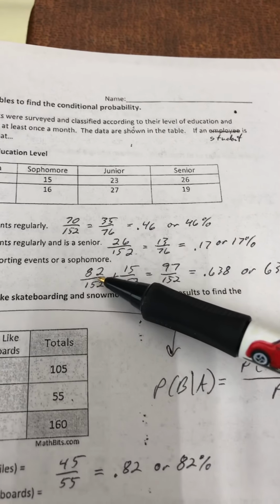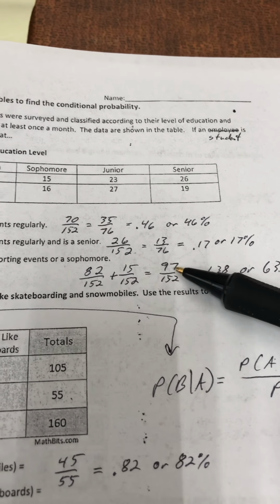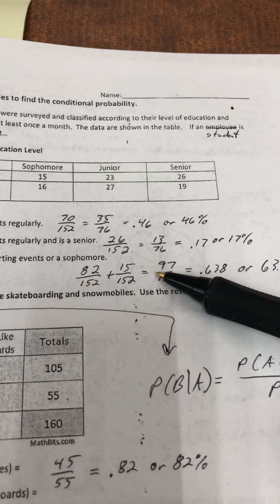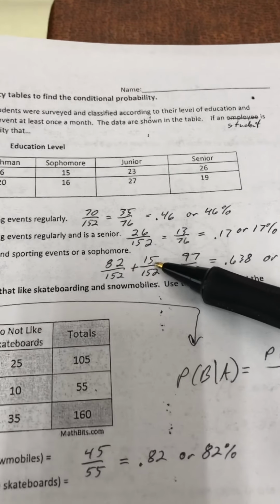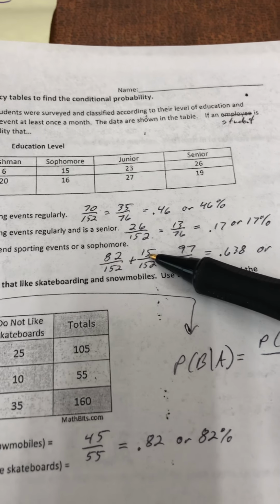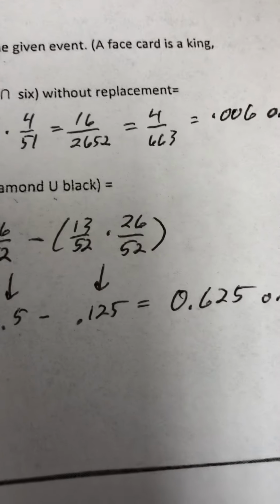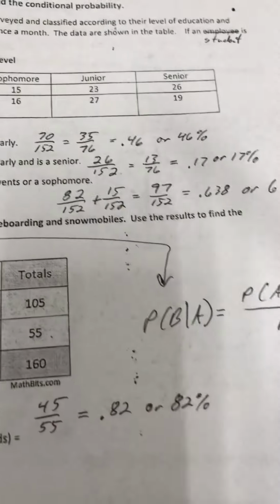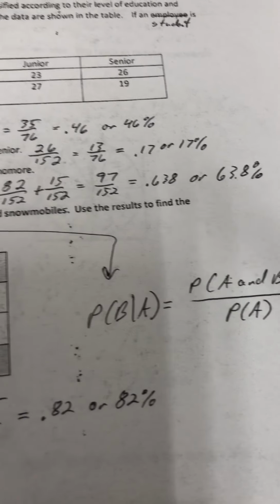Taking those two and adding those two up, I get 97 out of 152. I subtracted the ones that do not attend and are sophomores already, and that's how I got that 15, just so you know that I took care of that subtraction like we did down here on number 11. I did that ahead of time, and you get 63.8%.